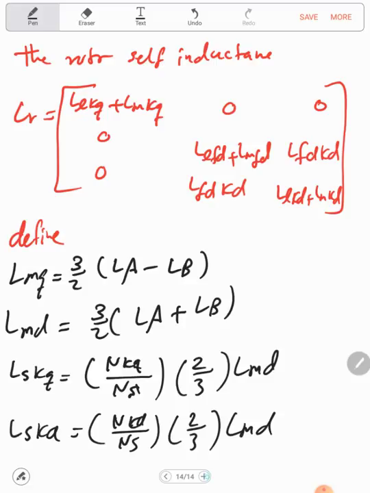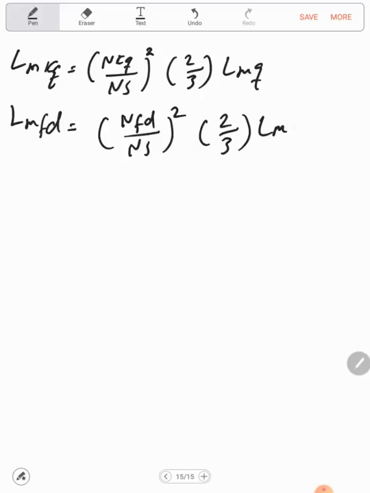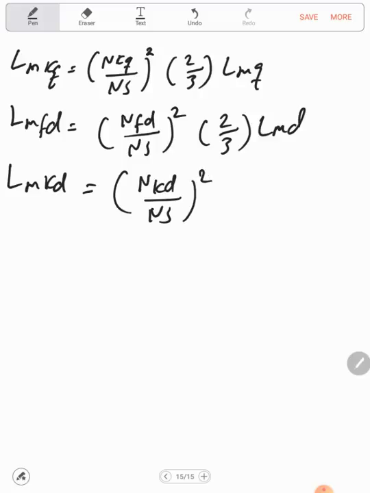So we also can write here LMKQ equal to NKQ over NS squared, 2 over 3 LMQ, and here we can write LMFD equal to NFD over NS squared, 2 over 3 LMD, and finally here LMKD equal to NKD over NS squared, 2 over 3 LMD.